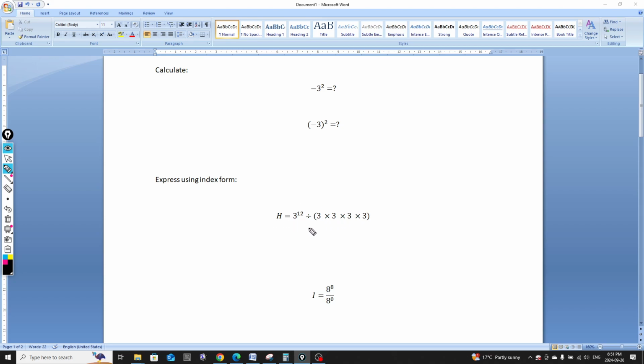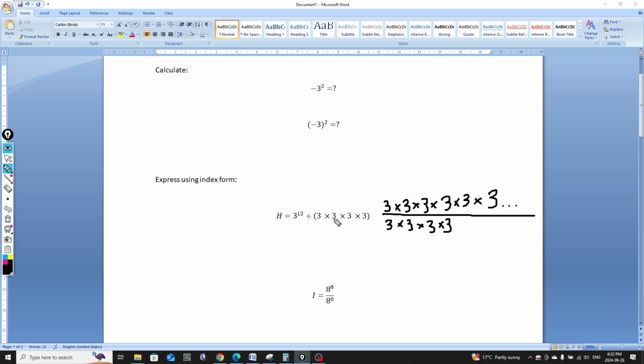Because when you look at this, think about what it really means. 3 to the power of 12 divided by 3 times 3 times 3 times 3 is technically a fraction. You've got 3 to the power of 12, which means 3 times 3 times 3 times 3, and so on. We've got 3 times itself 12 times in the numerator, and then in the denominator, you've just got 3 times 3 times 3 times 3.